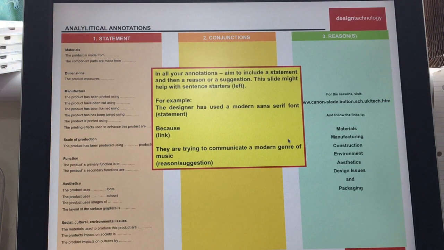Normally that will be the advantages of using that printing process, which you need to do a bit of research for. Another one could be, the product has been made from, and then we'd say the specific material, not just plastic. It could be a particular type of plastic, which we've got to research, and then you say why, and that will be the properties of that material.